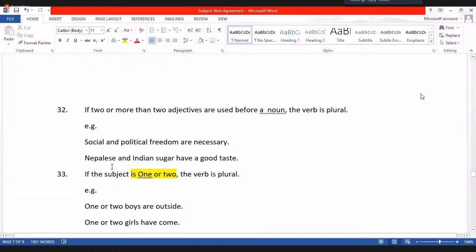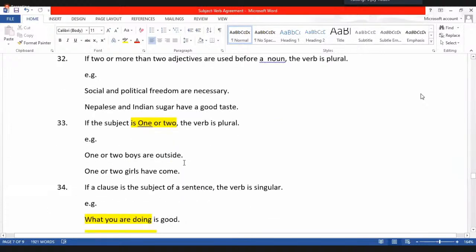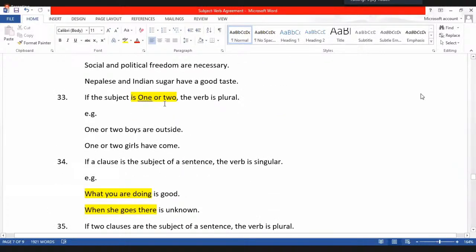Then here, Nepalese and Indian sugar. So here, sugar is an uncountable noun, isn't it? But before this, we have two adjectives, Nepalese and then Indian. So that's why two types of sugar. Nepalese and Indian sugar means Nepalese sugar and Indian sugar have a good taste. Then another, if the subject is one or two, we use plural verb. One or two boys are outside. One or two girls have come.